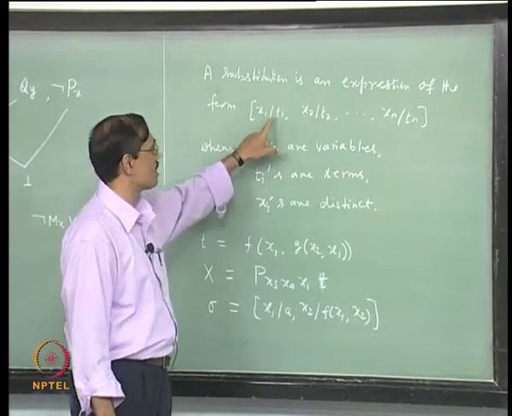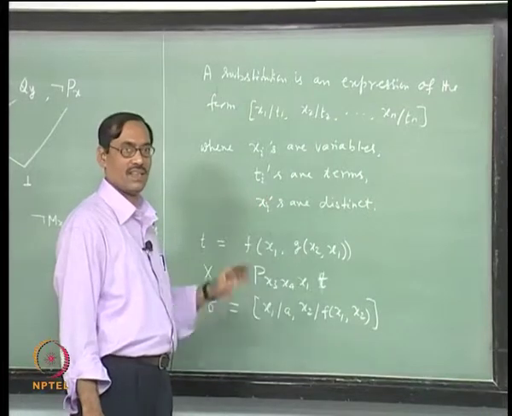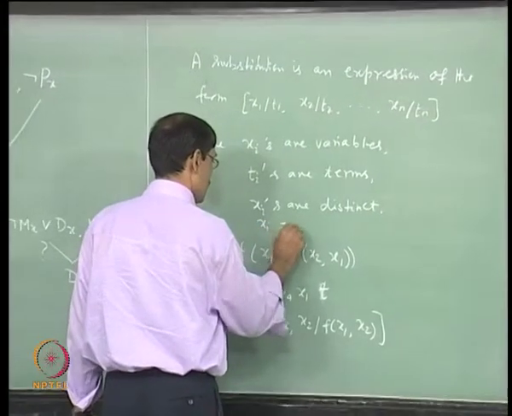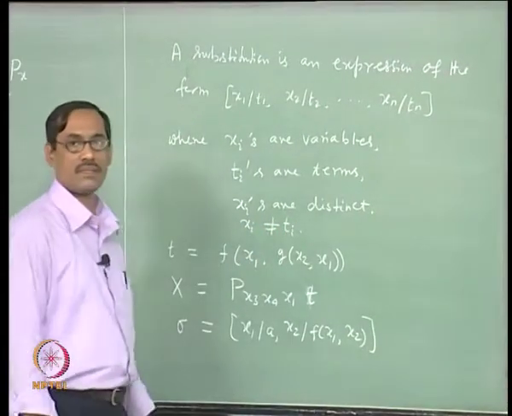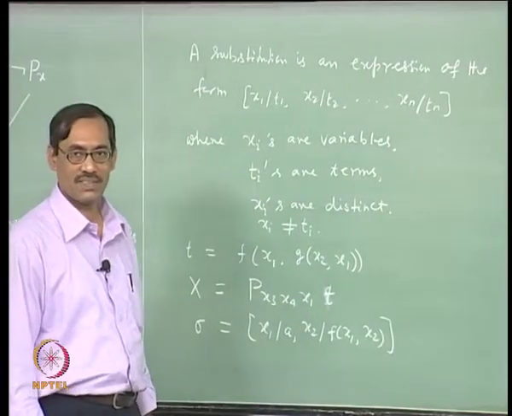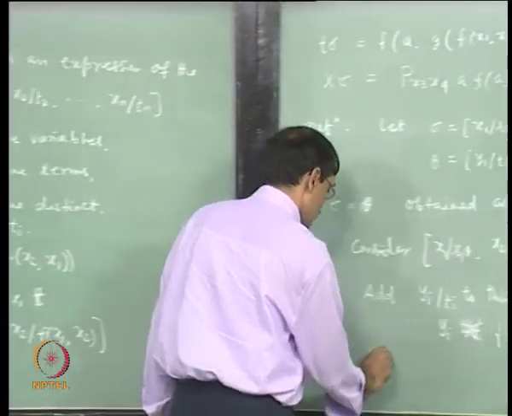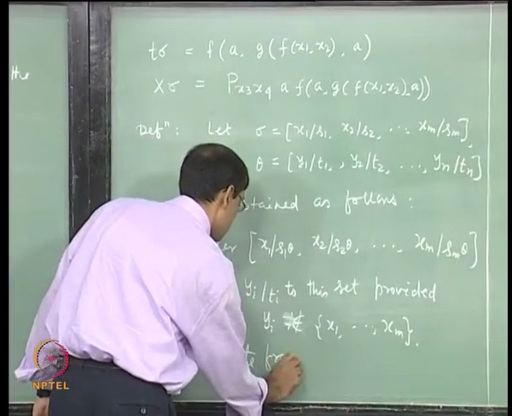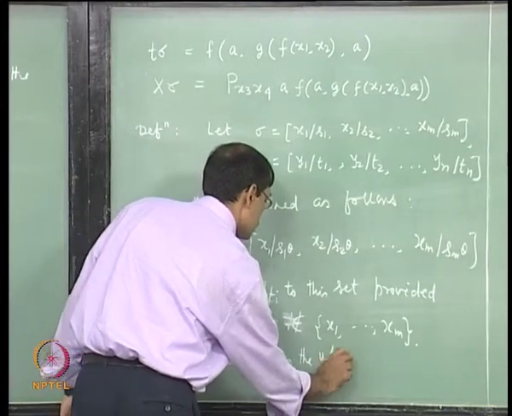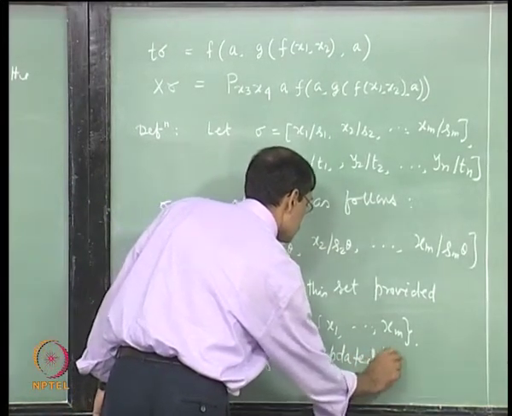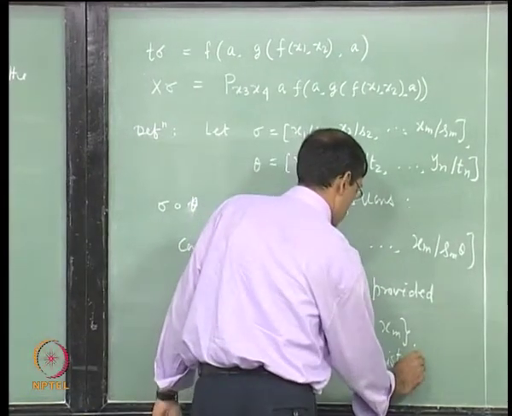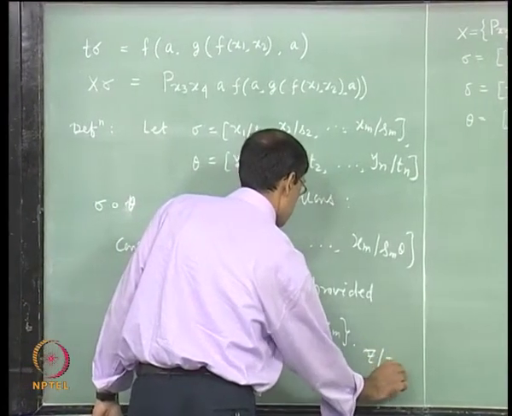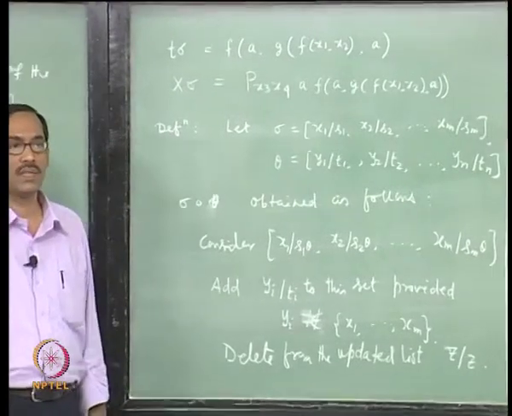We may say no xi is equal to a ti. So, you may say xi's are distinct and xi is not equal to ti, otherwise unnecessarily you will be writing it out, which is not required. So, now we will delete all those things, delete from the updated list any substitution of the form say z by z. If they are same, just delete them.